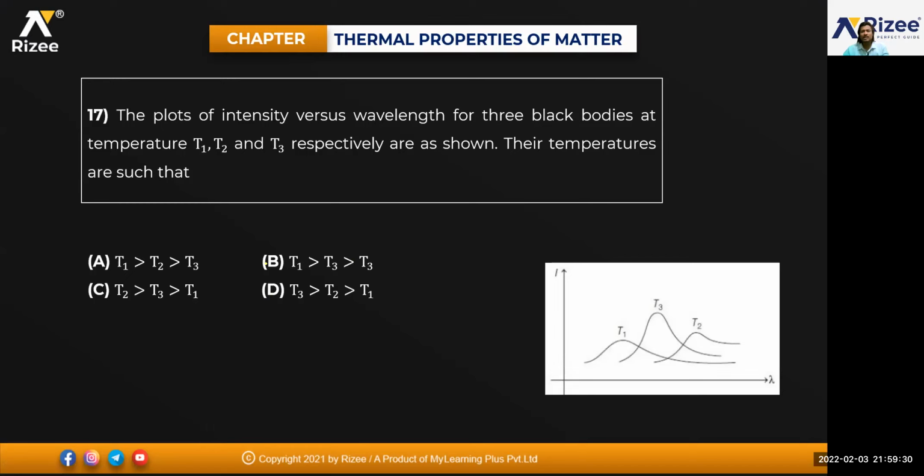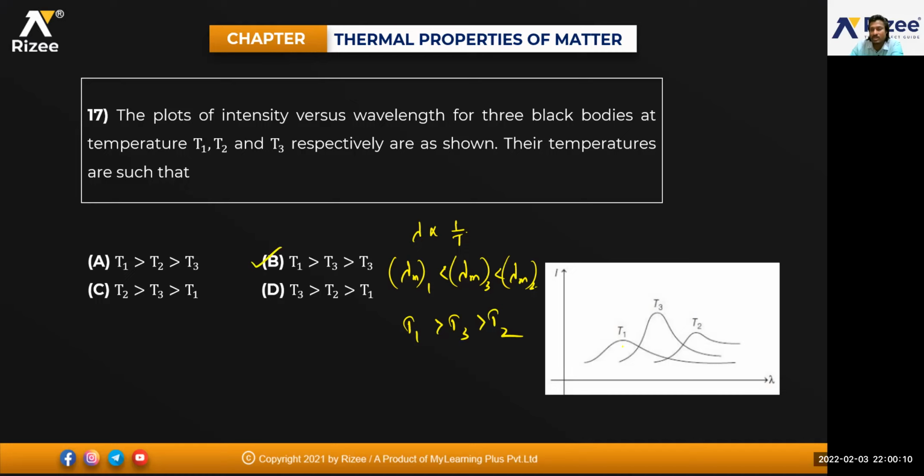This graph is also based upon Wien's displacement relation. Can anyone tell me the answer for this one? The plot of intensity versus the wavelength for three black bodies at temperatures T1, T2, and T3 respectively is shown in the figure. The temperatures are such that what is the relation? Wavelength is inversely proportional to T. So from the graph, the wavelength of the first temperature will be less than the wavelength of the third one, which will be less than the wavelength of the second one. So I can say that T1 will be greater than T3, and T3 will be greater than T2.